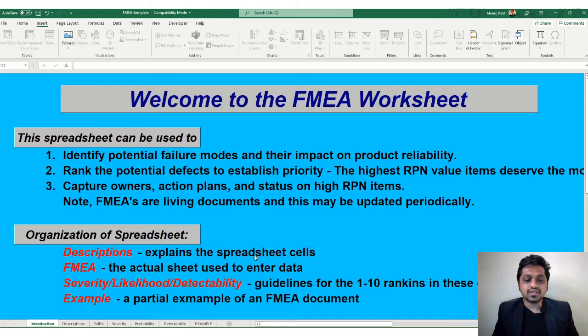So what we have here is a description that will explain the spreadsheet skills, FMEA, the actual sheet. We have to enter the data. Then we have guidelines over here, and then we have a simple example to understand what it is. So let's start with the description.